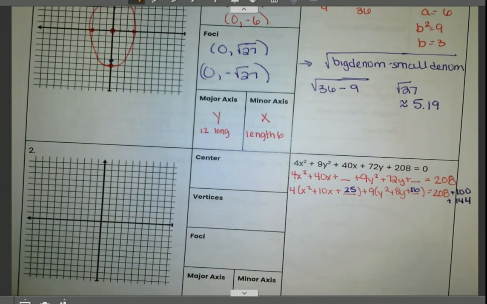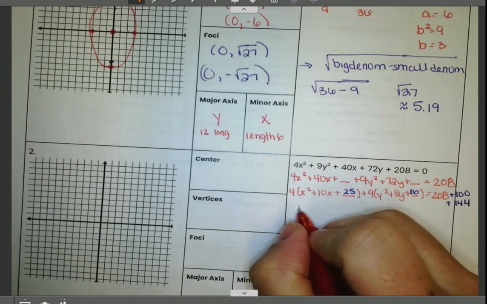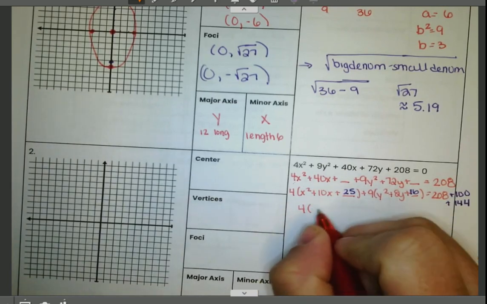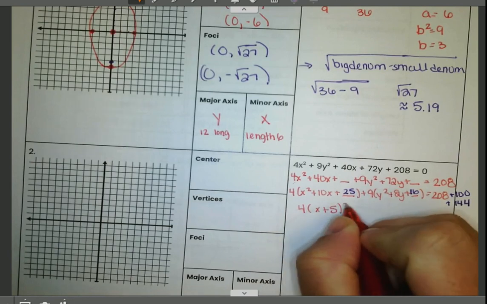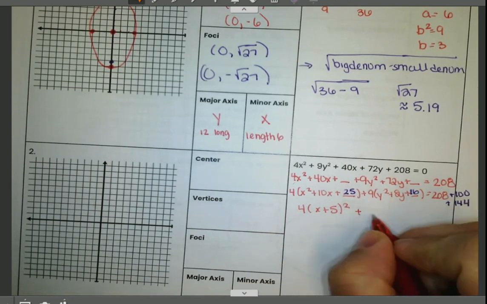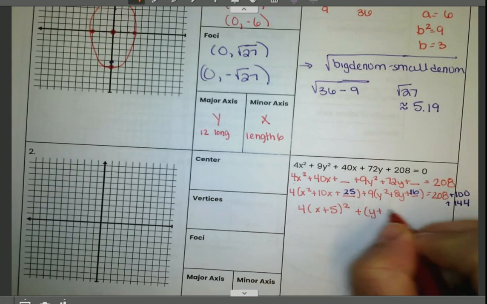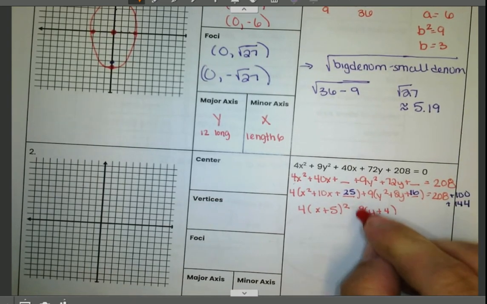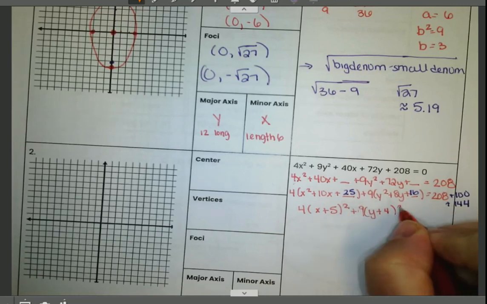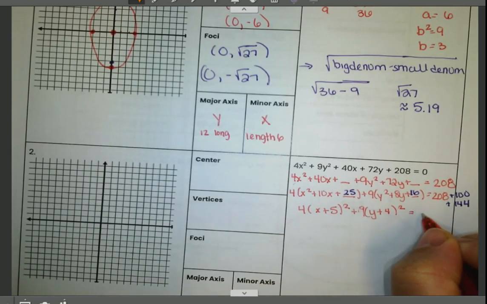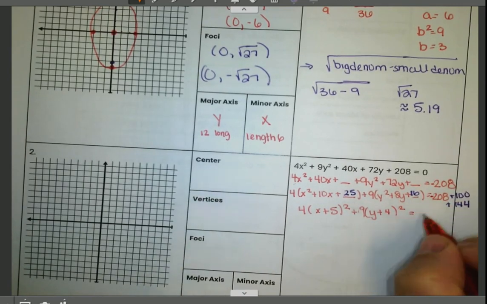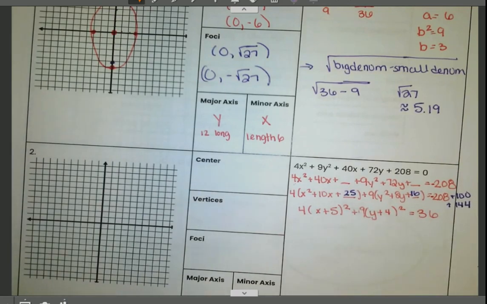Then we are going to combine some like terms, and we can continue completing the square process. So this will be x plus 5 squared. The 4 stays out in front. And then this is y plus 4 squared with a 9 out in front. And this is going to be equal to, oh, this should be negative 208. Sorry about that. So negative 208 plus 100 plus 144 is going to give us 36.